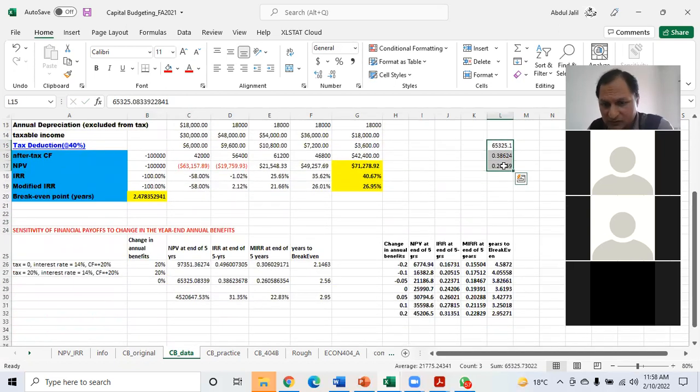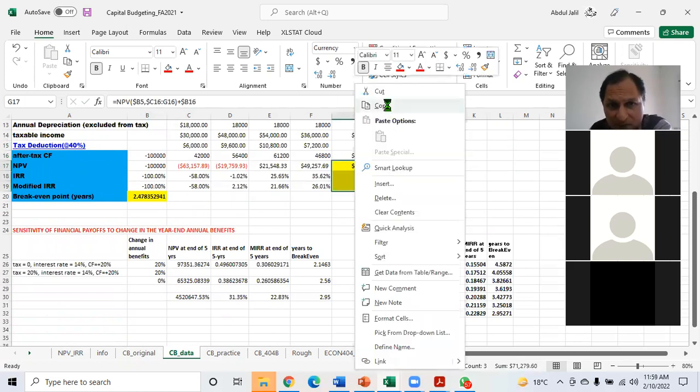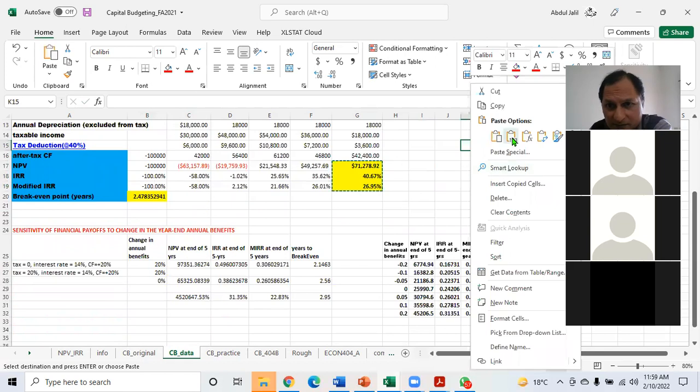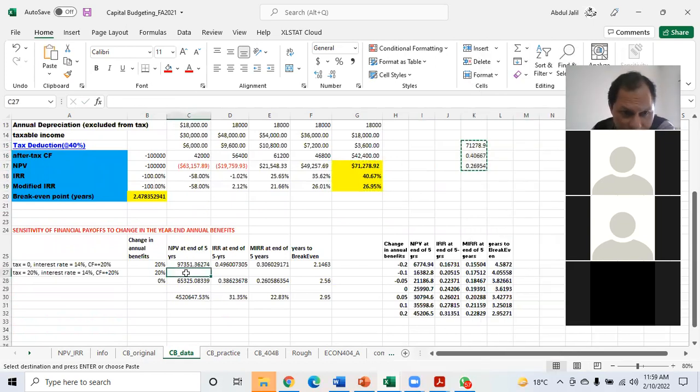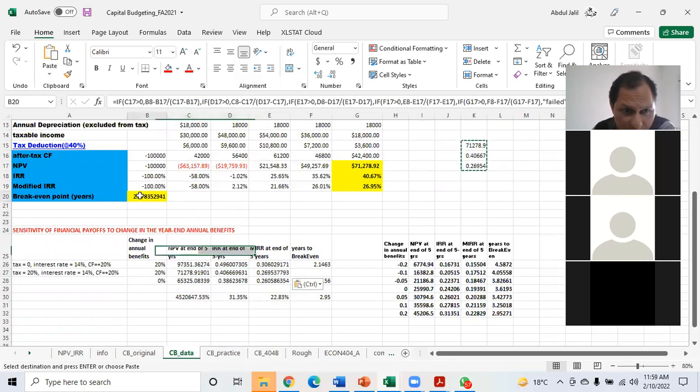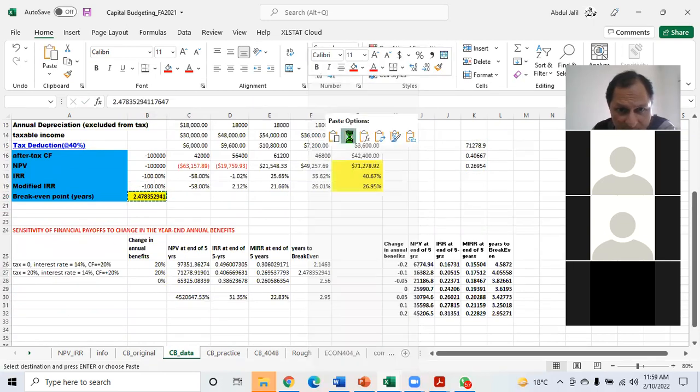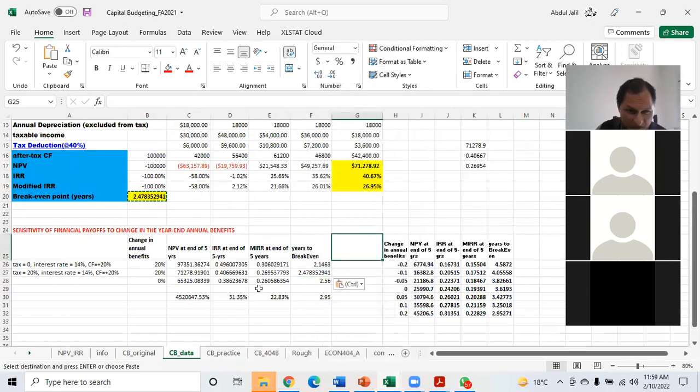First, let's suppose we need to delete this. Copy it, paste, copy, paste after transpose, then copy and paste. Simple. Right? Now what happens with these values?